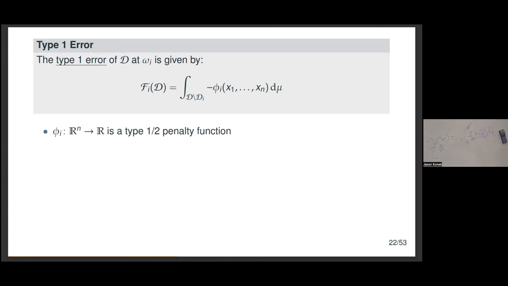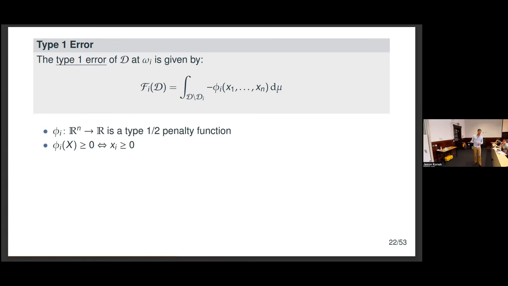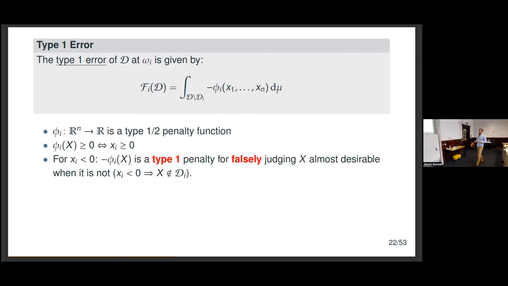So what is this phi I thing? It's the thing that's telling us how bad it is to misclassify gambles in the type 1 way or the type 2 way. And they're going to have some properties. I'm going to give you an axiomatization of these things, a set of axioms for them, in a second. But they're going to have properties like: the penalty at a world, so there's going to be a different one of these things for each world, should be positive when the gamble actually is almost desirable at the world. For gambles that lose me utility, lose me money, negative phi I is going to be the type 1 penalty for falsely judging this gamble desirable when it's not.